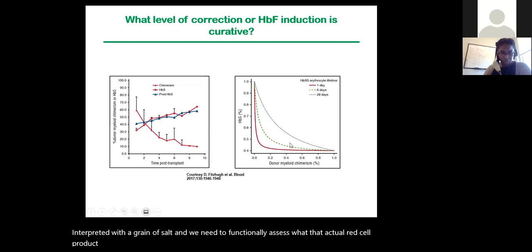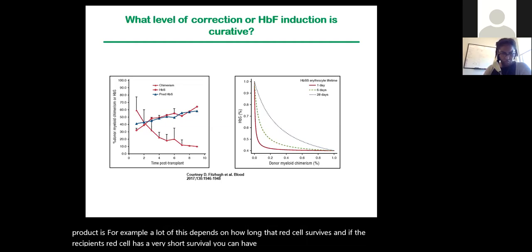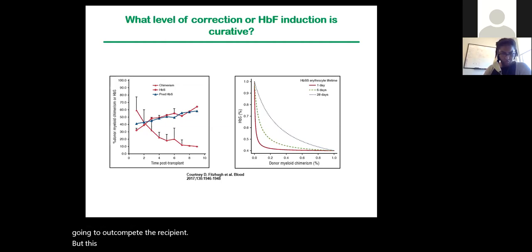For example, a lot of this depends on how long that red cell survives. And if the recipient's red cell has a very short survival, you can have less chimerism because the donor is going to outcompete the recipient. But this is going to be different for different subjects. And now with gene therapy, we're introducing even more complexity because we may have one allele edited and not the other.